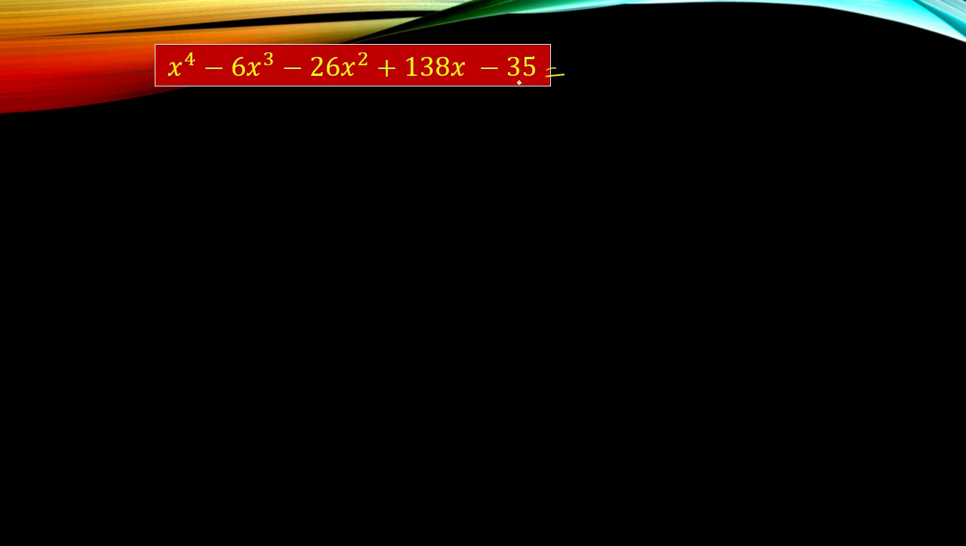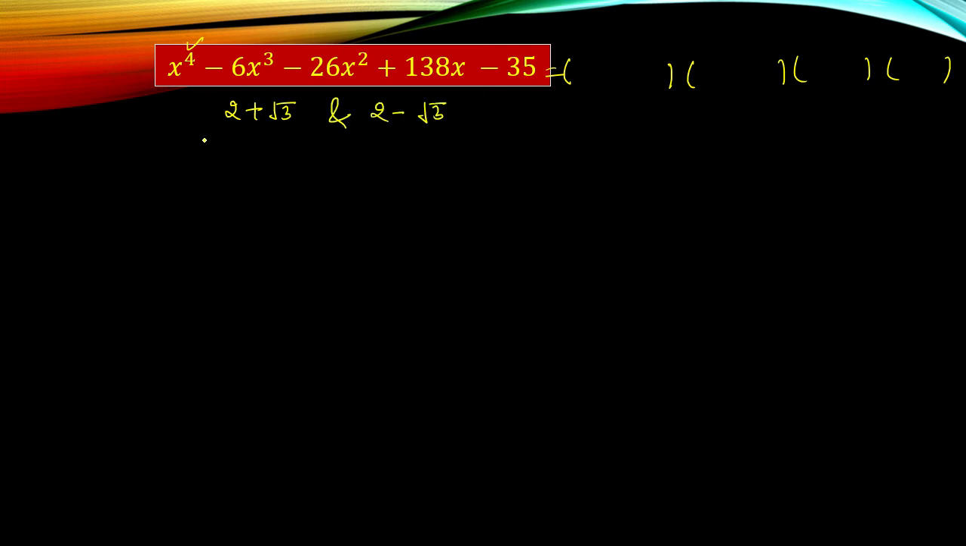As we are aware, this polynomial is a degree 4 polynomial. So definitely if we factorize the polynomial, we will get 4 factors. Two zeros of the polynomial are given, that is 2 plus root 3 is the first zero and 2 minus root 3 is the second zero.